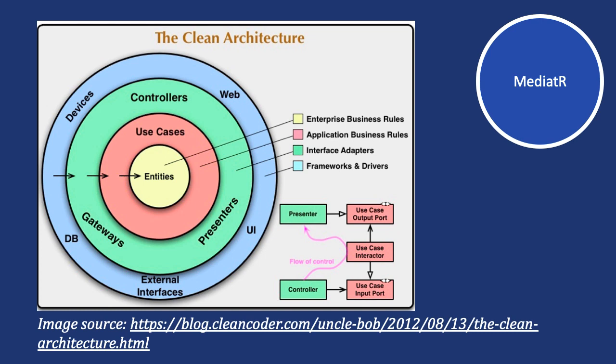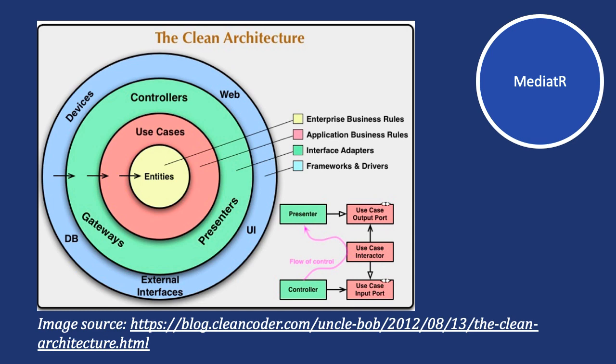And these different areas or circles of our application represent different areas of software. And in general, the further in you go, the higher level the software becomes. Uncle Bob describes this as the outer circles are mechanisms and the inner circles are policies. And the rule that makes this architecture work is the dependency rule. This rule says that source code dependencies can only point inwards.